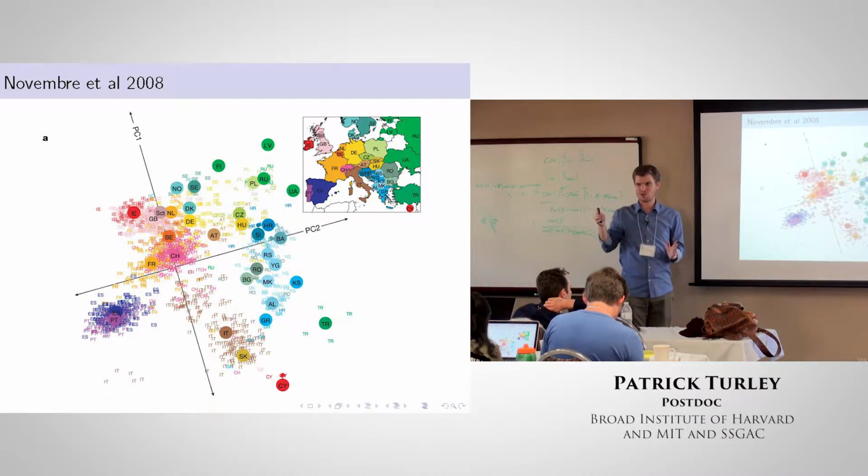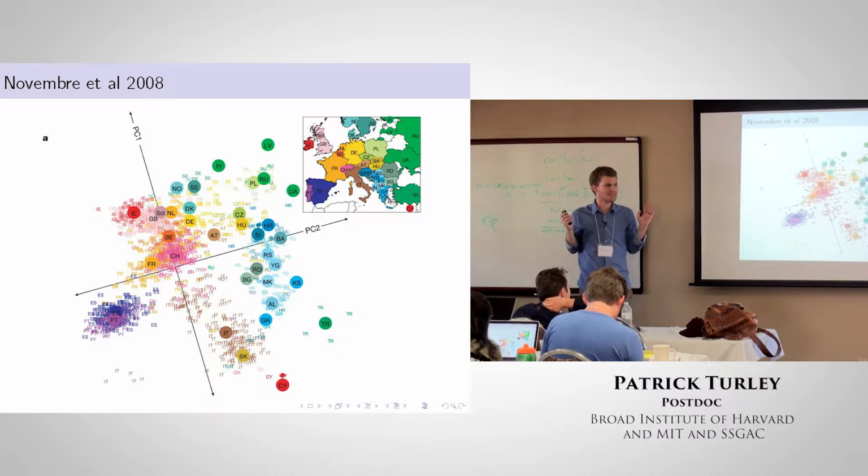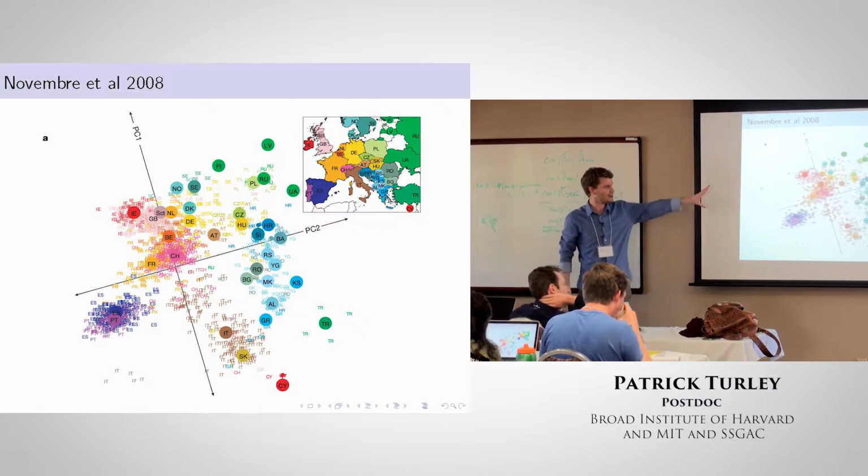I think this is so amazing, because again, this PC thing is totally ad hoc. We're not using actual information about where these people are from when we're building them. We're just saying, what do our SNPs explain? What's the maximum source of variation? And it turns out in our data, it's this geographic thing.